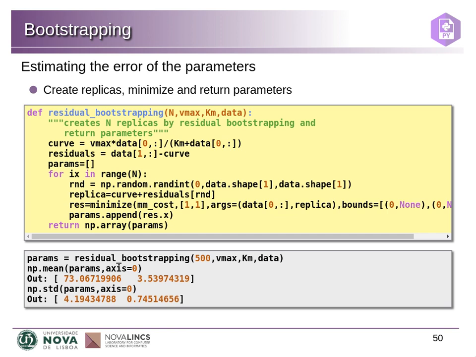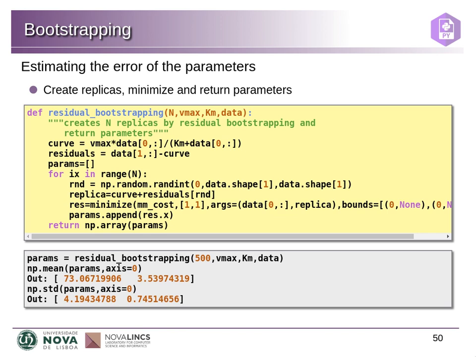So what we can do here is we are going to do n replicas, for example, 500 replicas. To do that, we have the best curve, the Vmax and Km that we obtained for our original data, and we're going to use that to compute the residuals.